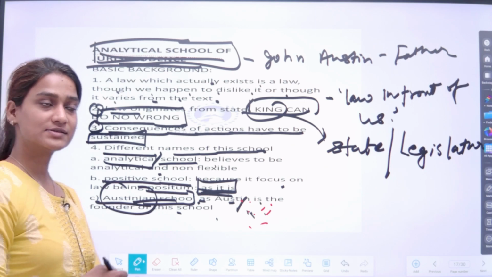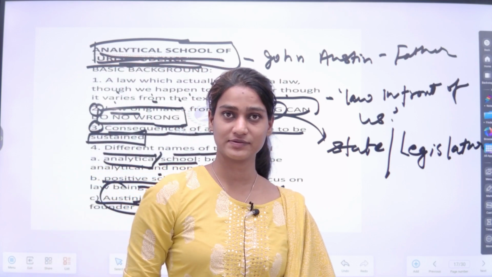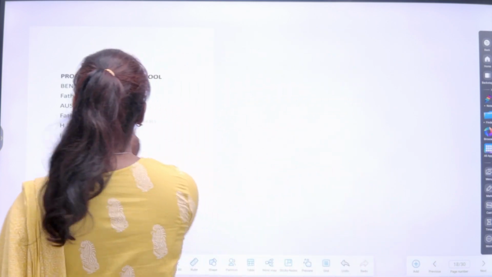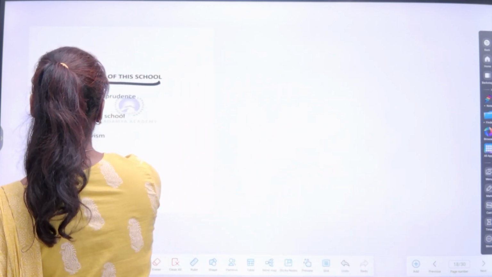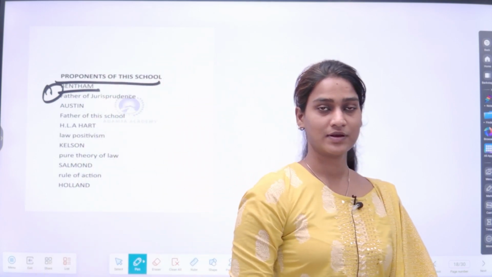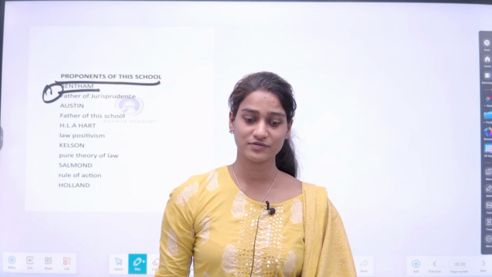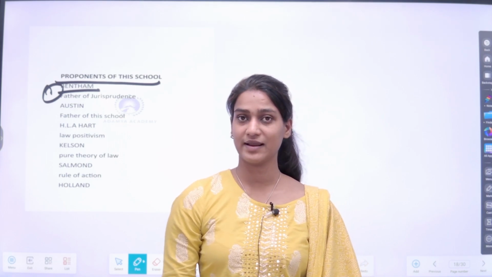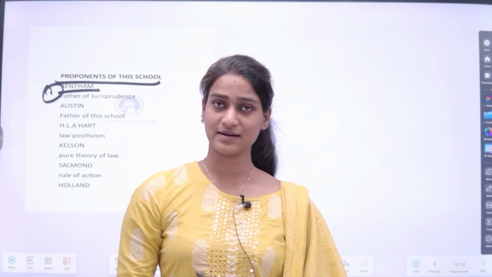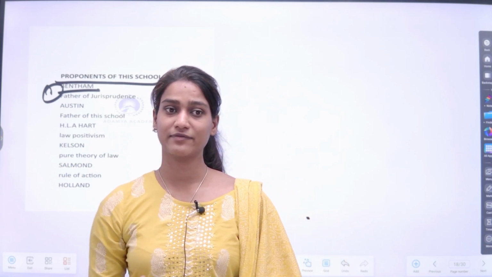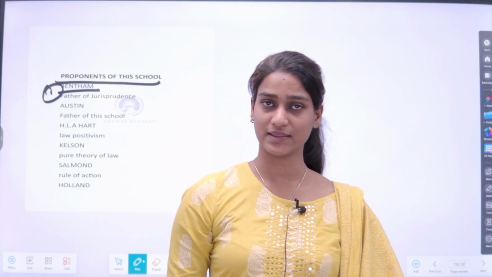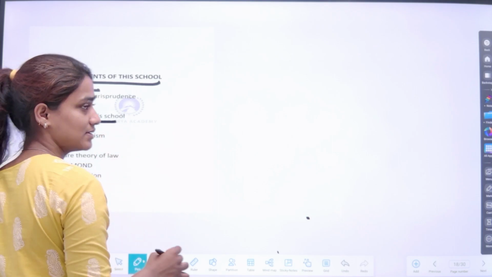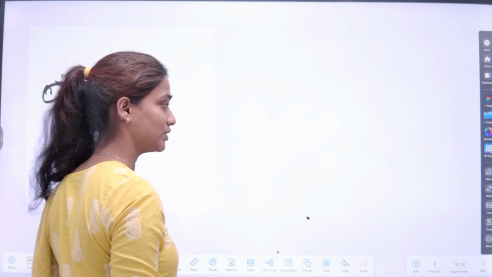So now let us look into the various proponents who have spoken about this school. Proponents of this school: first, Jeremy Bentham. Jeremy Bentham is the father of jurisprudence, but he is not the father of the analytical school. The father of the analytical school is John Austin, and the father of jurisprudence is Jeremy Bentham. Austin is the father of the analytical school of jurisprudence.